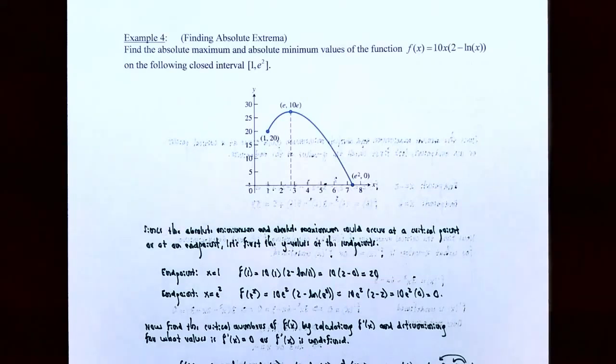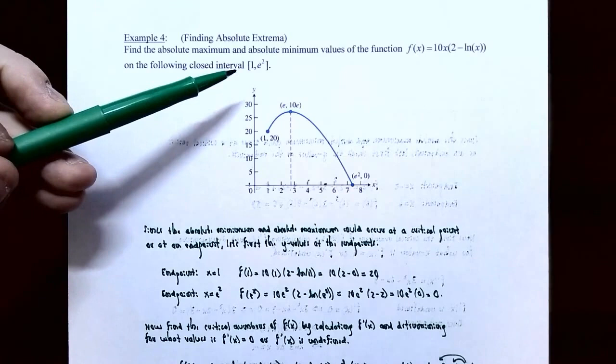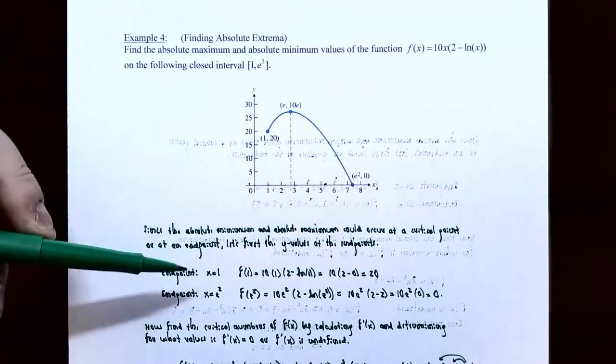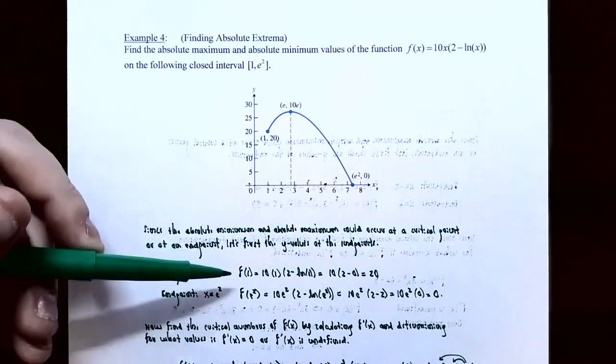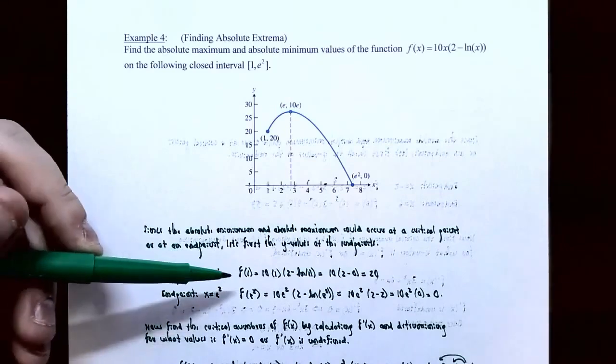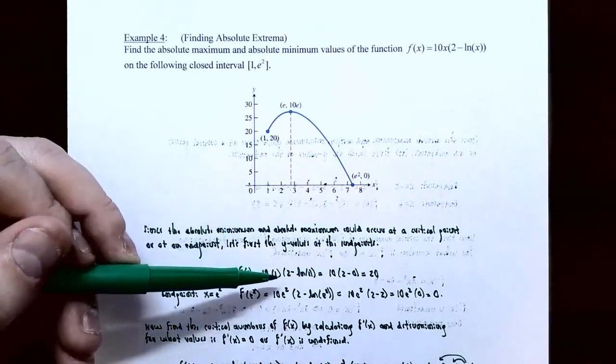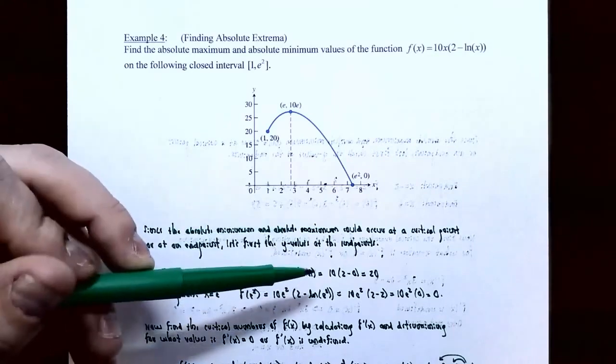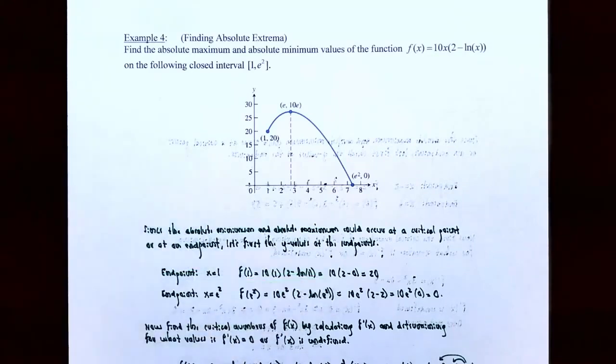We're going to use calculus methods with the extreme value theorem. So let's review what we did in the previous example. We know that we have an absolute maximum and an absolute minimum because we are talking about a closed interval for this function. So x equals 1 and x equals e squared are included as part of this interval. So let's find out what the y values are at the endpoints. You have one endpoint at x equals 1. If you plug this into the original function to find out the y value, you have 10 times 1 times the quantity 2 subtract natural log of 1. Natural log of 1 is 0, so this is 10 times 1 times 2 minus 0, or 20. So the y value is 20 at x equals 1.